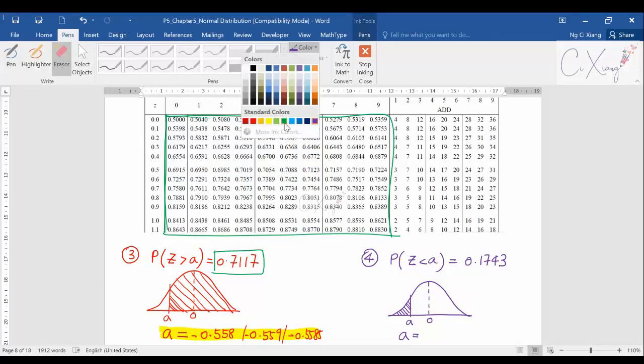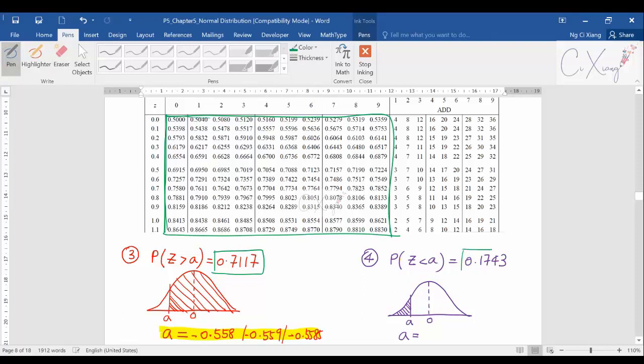Okay, so before I find out, erase everything again. First, if you look at the table, there's no 1743 from the table here. So again, as what I told you just now, what you need to do is you take 1 minus 0.1743. And what do you get? You'll get 0.8257. Okay, so now please look for 8257 from the table. So I think this is the closest value.